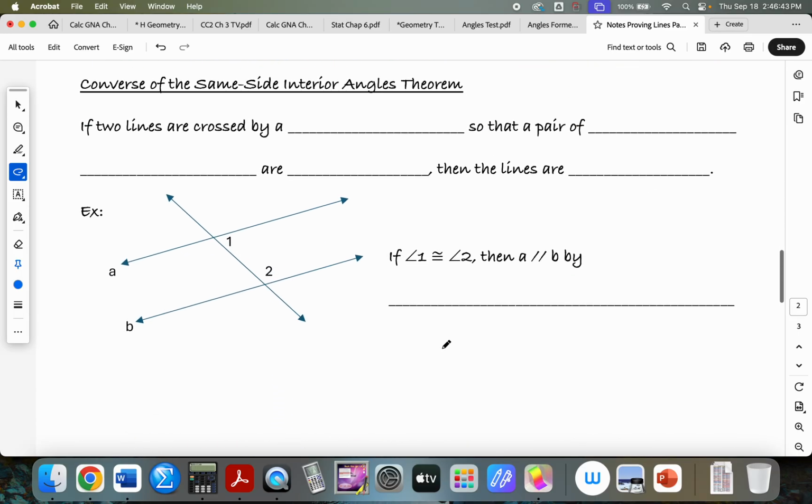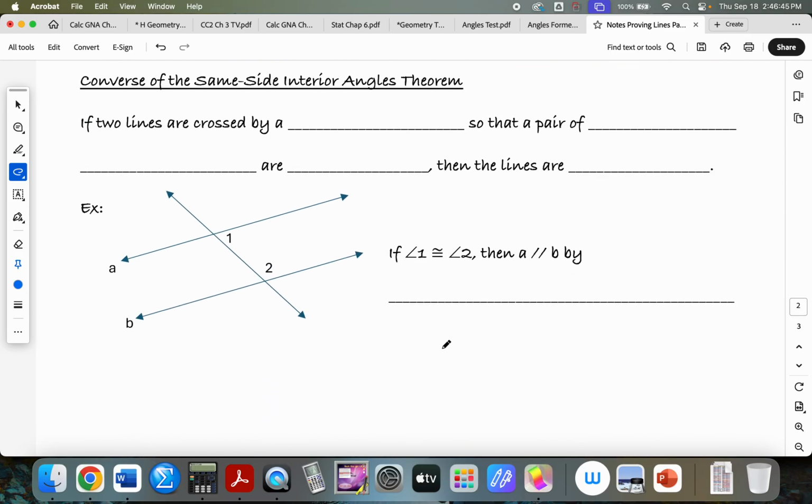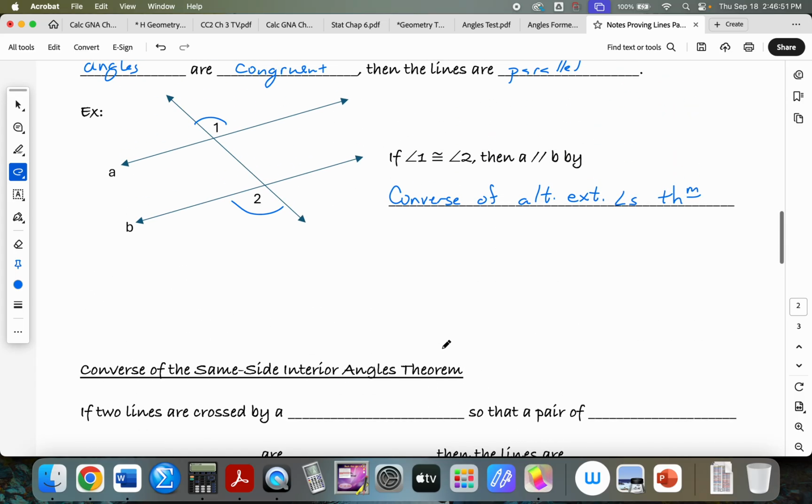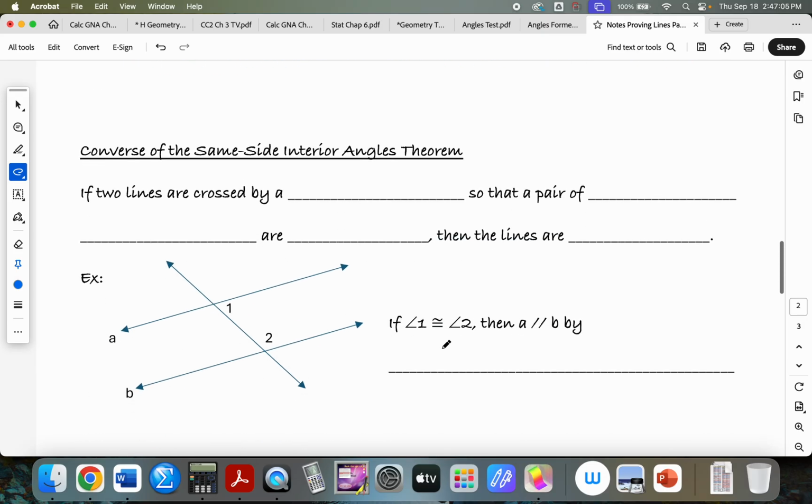And then the last one is the same side interior angles theorem. Sorry, what was that? What was the last part? Short-term rentals. You're welcome.